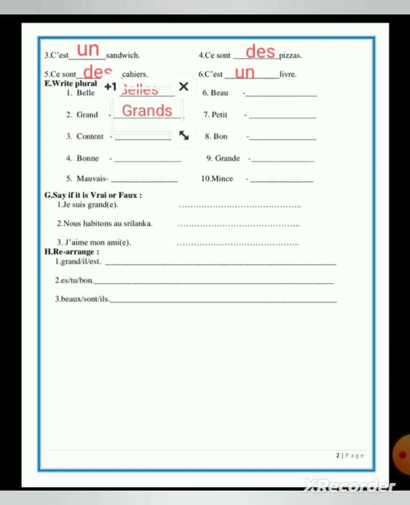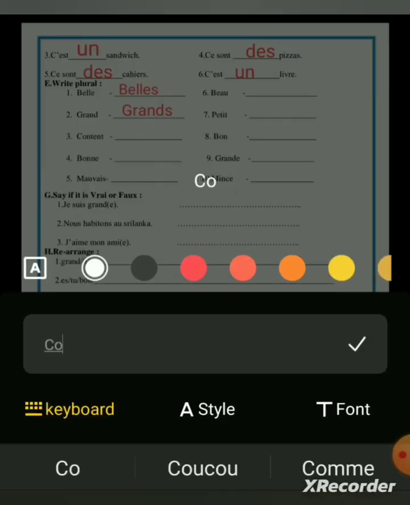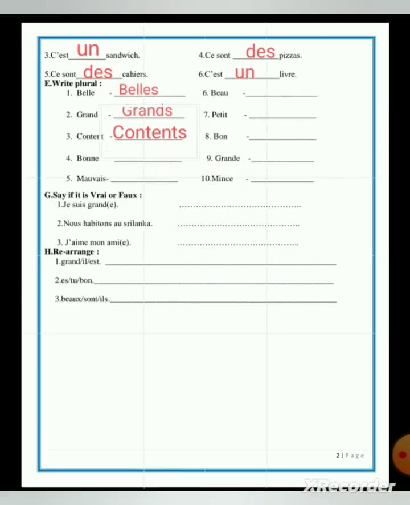Pronunciation will remain the same because in the French language we don't pronounce the S at the end. Like in English, the plural of girl is girls, boy is boys, book is books. So in the French language we don't pronounce the plural forms. So the plural of belle is belles. We will add S, but we don't pronounce S at the end. Come to the third, content. Content means happy. So you will write S at the end for making the plural.